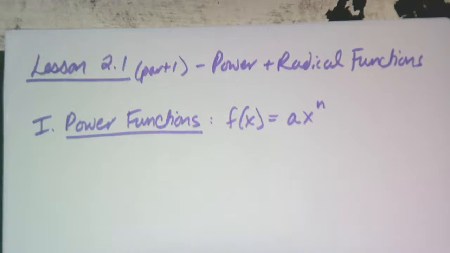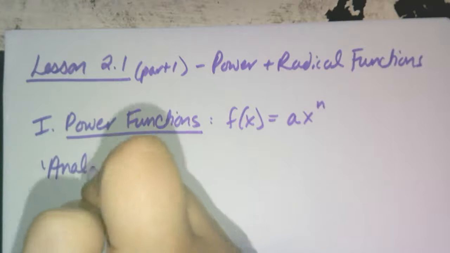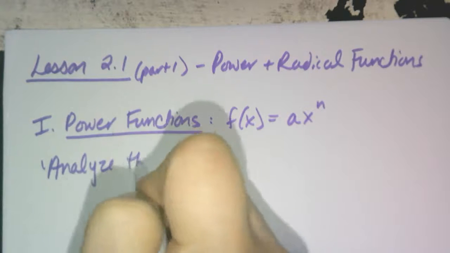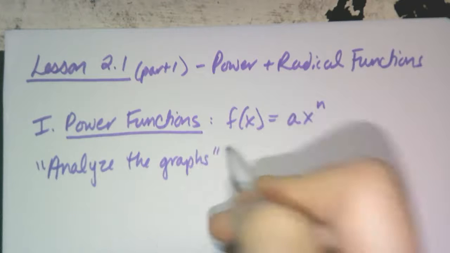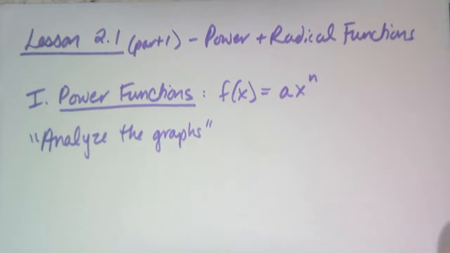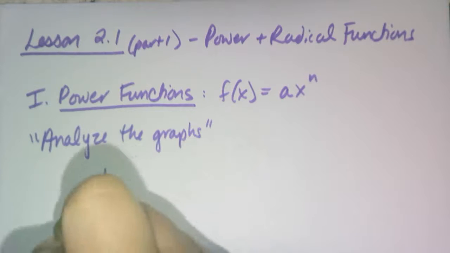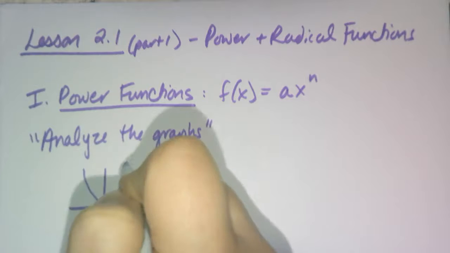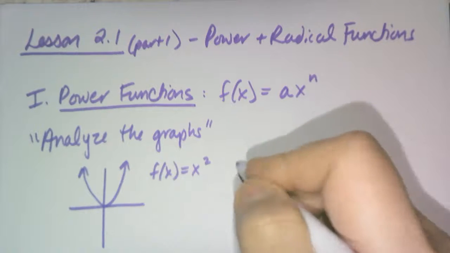Literally doing everything we did last chapter in one section, kind of. Analyze the graphs. And I'm particularly going to be looking at just 4 types of graph. We'll start with our 2 basic ones that we know and love by heart. Good old Mr. Parabola, or the f of x equals x squared function.